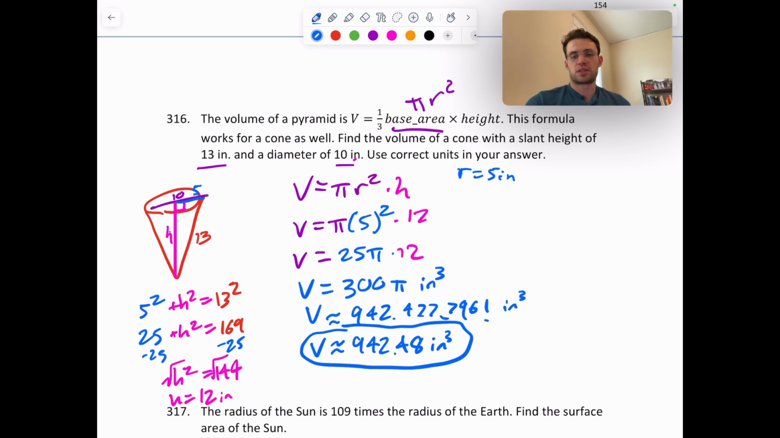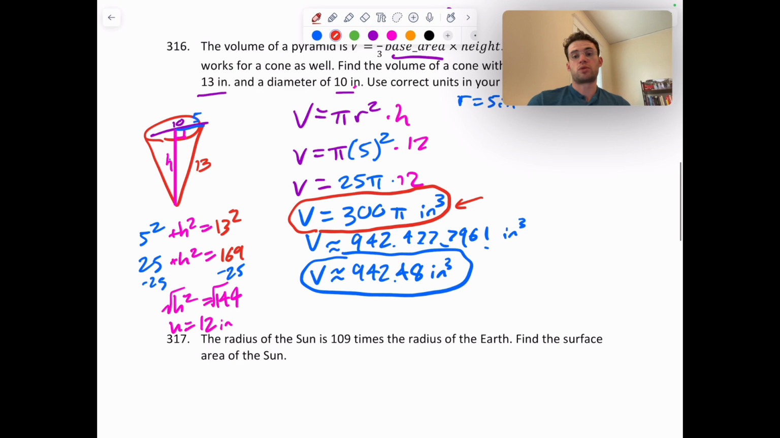Right? This number is a multiple of pi, so it's going to be an irrational number. It goes on forever. The only way that you get an exact answer is if you leave it in terms of pi. You can leave it in terms of pi or round to an appropriate decimal place.